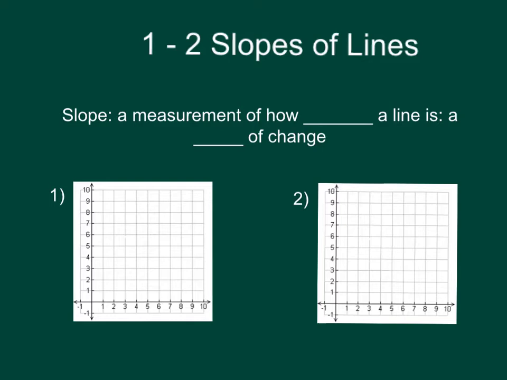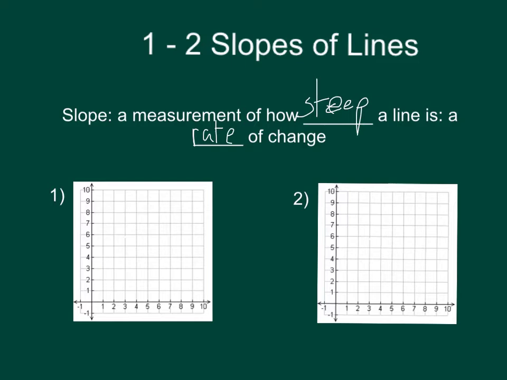The slope is a measurement of how steep a line is. S-T-E-E-P, of how steep a line is. Another way to think about it is a rate of change. For instance, you may travel 30 miles per hour on your way to school, or Mr. Williams might eat 20 pizzas per day, which was probably true back in college. But anyway, it's a rate of change. It's a measurement of something happening versus a measurement of something else happening.